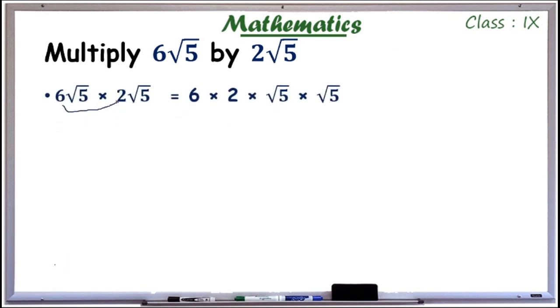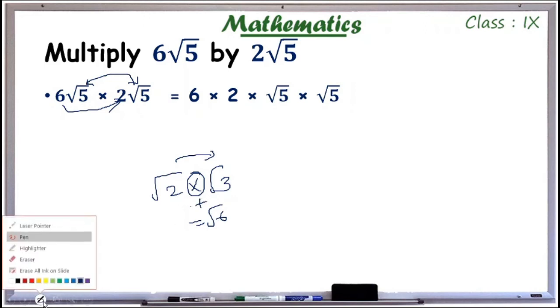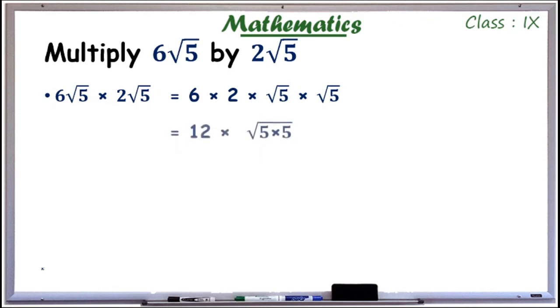First I am multiplying these numbers, then I multiply rationals. Also I can multiply root 2 and root 3, which is equal to root 6. For multiplication it is okay, but we cannot add root 2 and root 3. Six into 2 is equal to 12, and root 5 into root 5 is equal to root 25. This is equal to 5, and 12 into 5 is equal to 60.